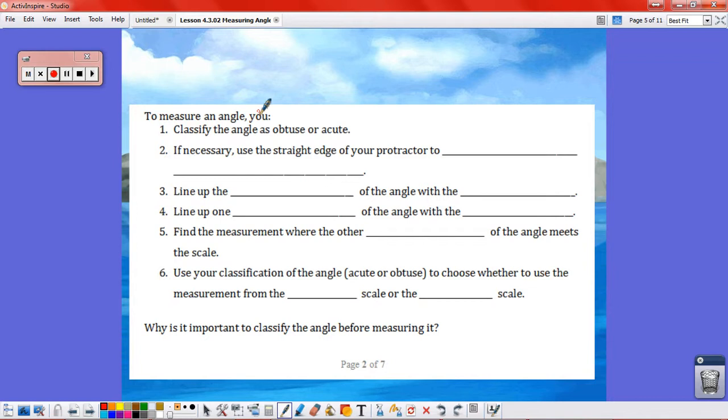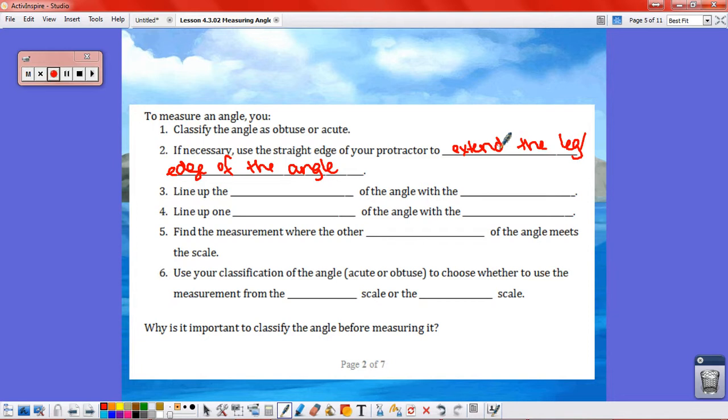Okay. We go over the steps for measuring an angle. Step 1, we classify the angle as obtuse or acute, or right or straight, but usually it'll be acute or obtuse. If necessary, we use the straight edge of our protractor to extend the leg or edge of the angle. If the leg won't quite reach the protractor scale, so it's hard to determine, then you can use the straight edge of the protractor to make the leg longer.